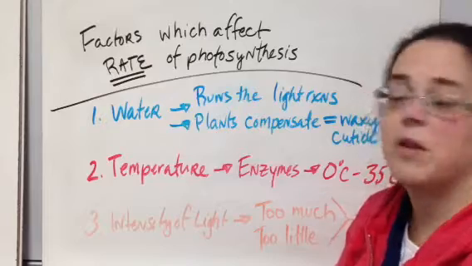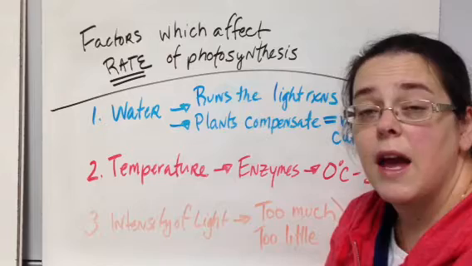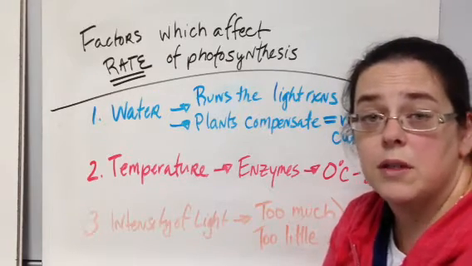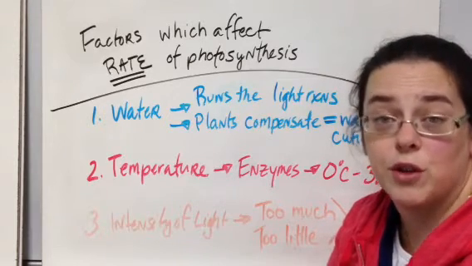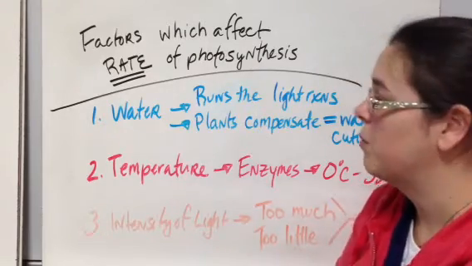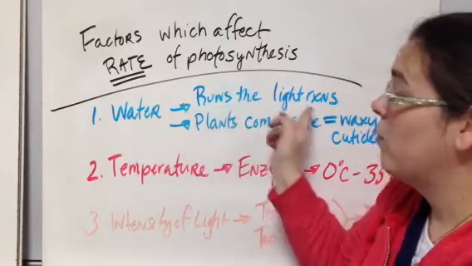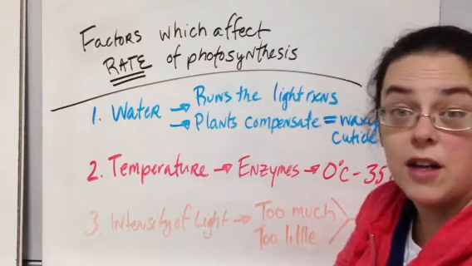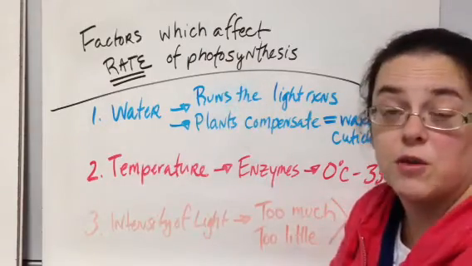Okay, so what are some of the factors that affect how quickly or how slowly photosynthesis takes place? In order to talk about that, we need to go back and think about our formula, carbon dioxide plus water gives glucose plus oxygen, and we need to think about what we need in order for photosynthesis to take place. We need water, and so without water, we can't run the light reactions. And when we can't run the light reactions, we can't get the Calvin cycle to run because we haven't made any energy. So without water, the rate of photosynthesis really drops.